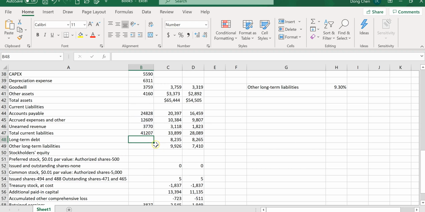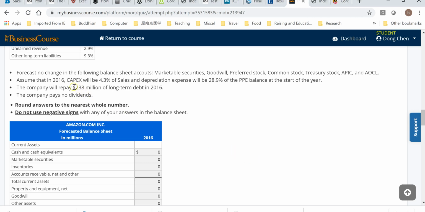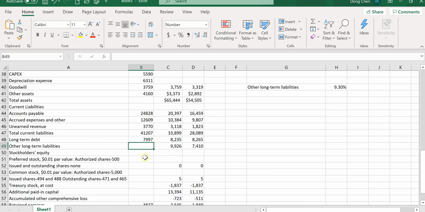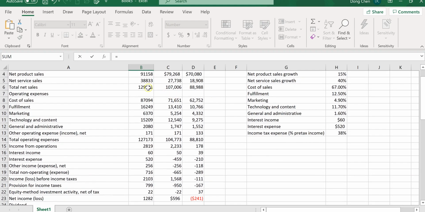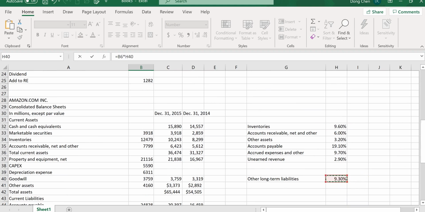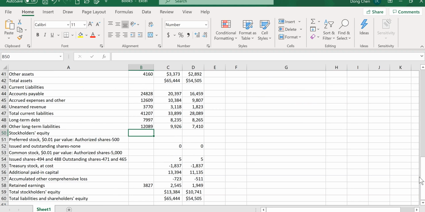And long-term debt, again, this will be based on the current level of long-term debt, and then we need to find out how much of that current level will be repaid in the next year, 2016, and that's 238. So we subtract 238 from the current level. That's my new long-term debt. And the other long-term liabilities will be assumed to be a percentage of the forecasted sales. So that's going to be my new level.